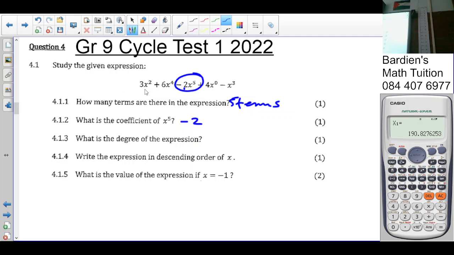What's the degree of the expression? The degree is the highest exponent on x. x squared, 4, 5, 0, 3. The highest exponent on x is, of course, 5. So it's going to be the 5th degree.